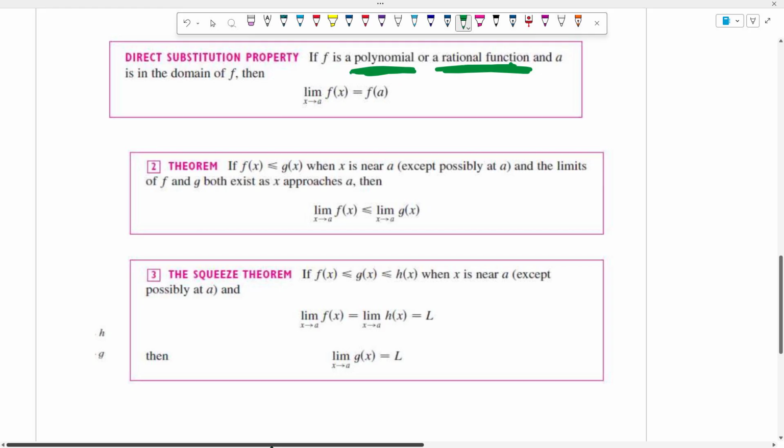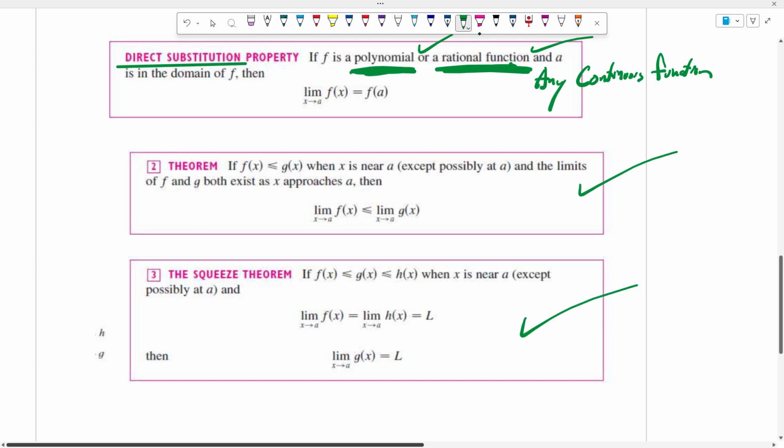So in fact, we're going to use direct substitution not only for polynomials and rational functions, but for any continuous function, which are all the functions you know: polynomials, rational functions, exponential functions, logarithmic functions, all trigonometric functions. As long as that a value is in the domain, we just directly substitute it. And then we'll go over these last two some other day.